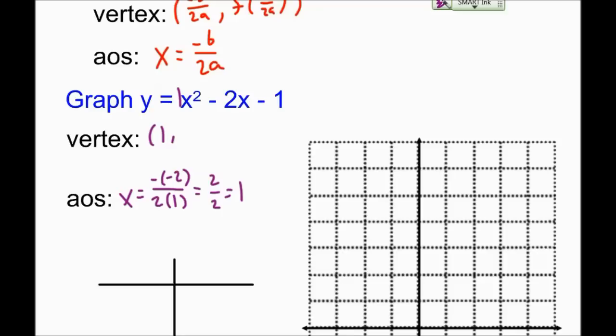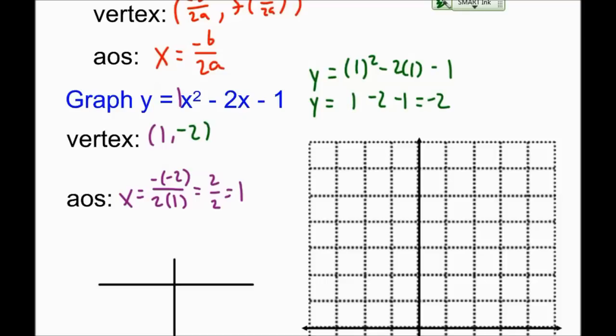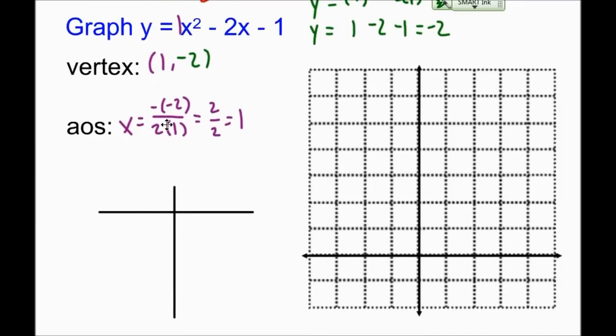So now I'm going to find the y-coordinate. I'll do that over here, and I'll make sure I do that in a different color. So I'm going to find what is the value of y when I plug in 1. So I'm going to do y equals 1, and I'm going to put parentheses just to get in the habit, 1 squared minus 2 times 1 minus 1. So let's see, 1 squared is 1, minus 2, minus 1, and that gives me negative 2. So there is my y-coordinate. So that took a little bit of extra work compared to vertex form. But from here on out, it's going to be the same procedure.